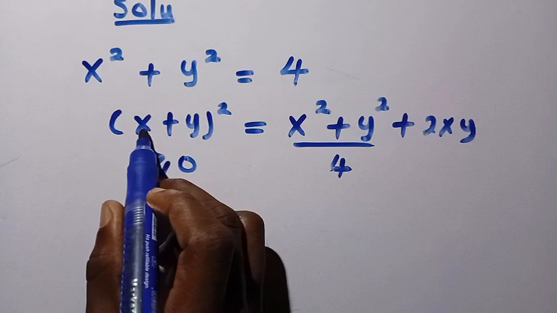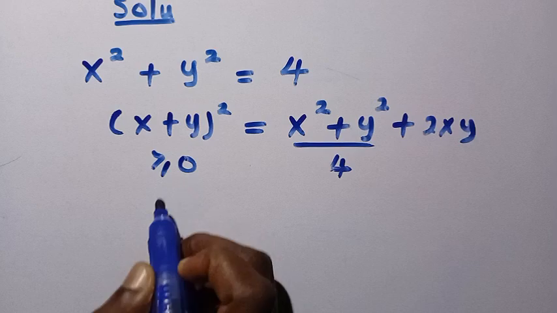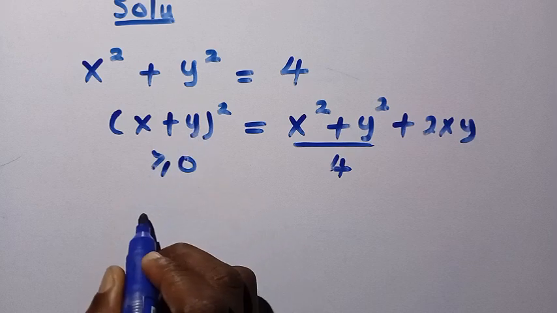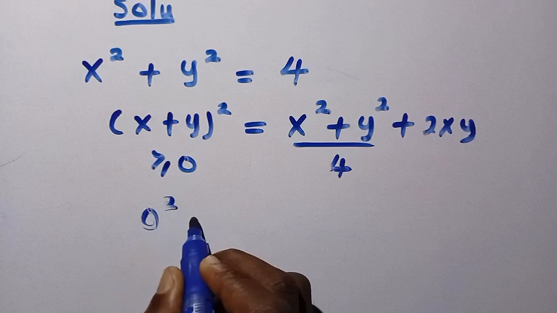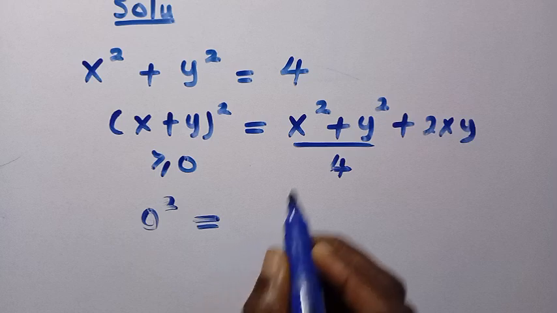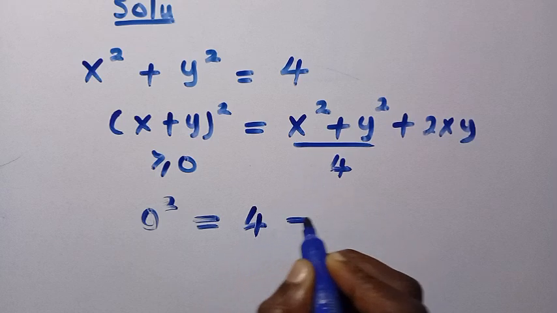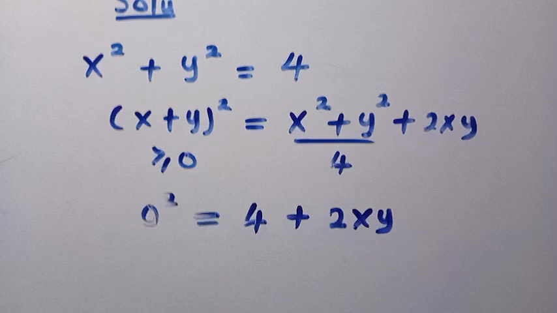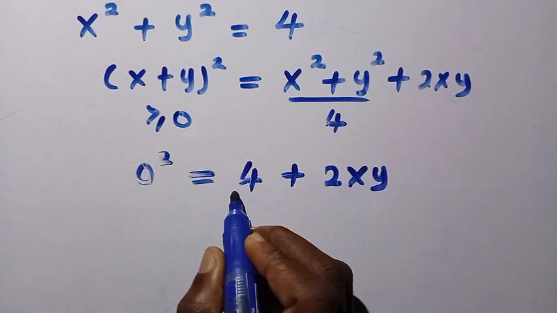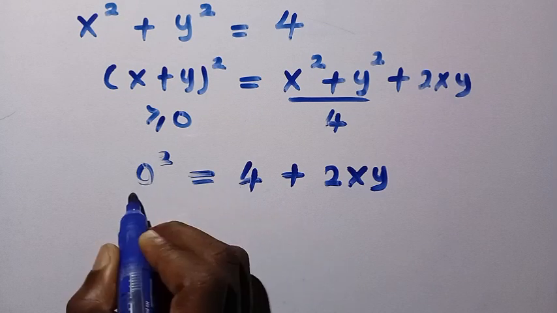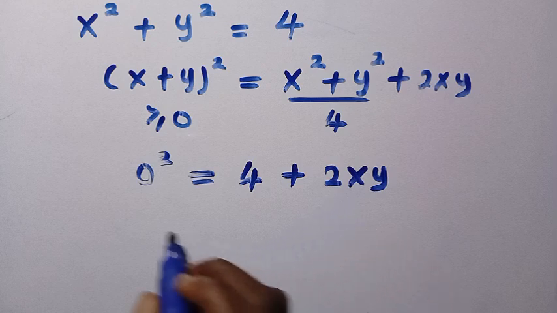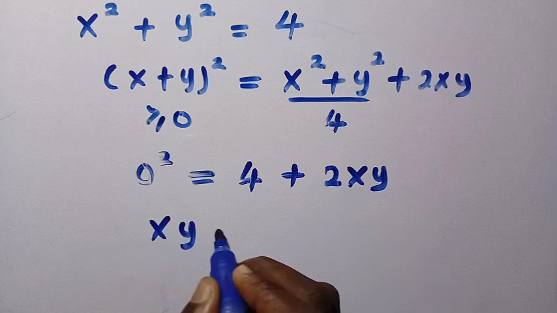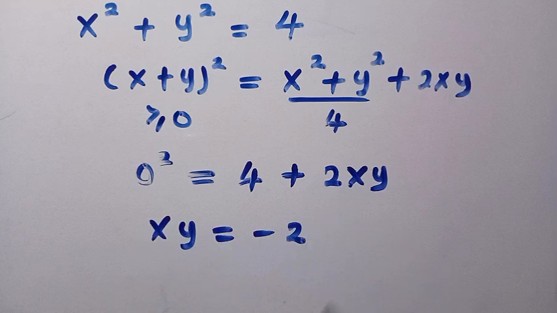Well, let's assume that x plus y here is equal to 0. So this side becomes 0 squared equals 4 plus 2xy. And by transferring 4 to this side and dividing both sides by 2, we get xy equals minus 2.